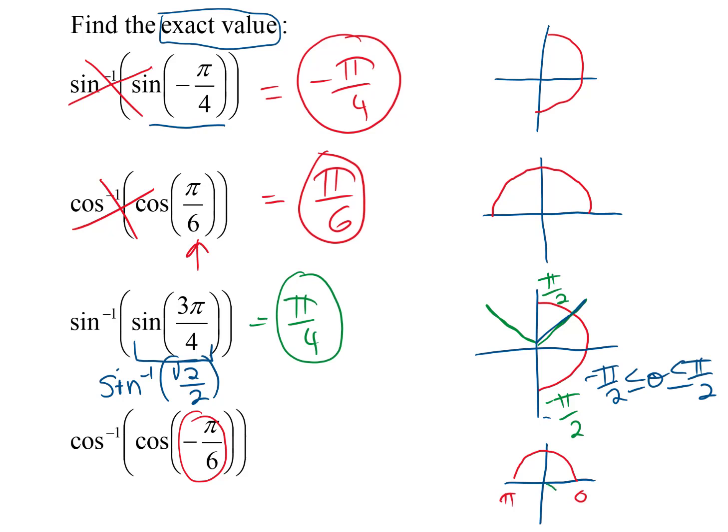but let's think about where negative pi sixths is. Negative pi sixths is right here, and the cosine value there would be square root 3 over 2, a positive square root 3 over 2. So where on our restricted interval has that same value? That would be right here. And so the final answer there would be pi sixths, because you do get square root 3 over 2.